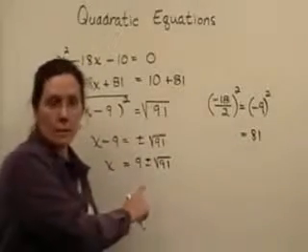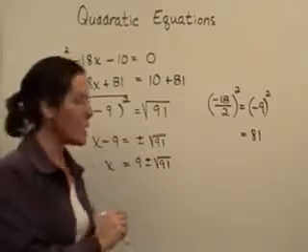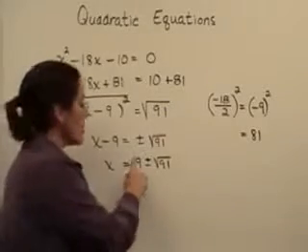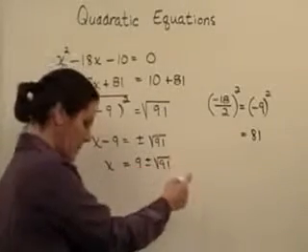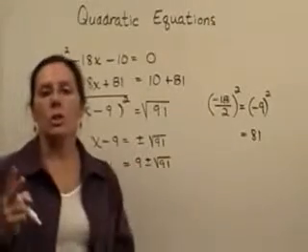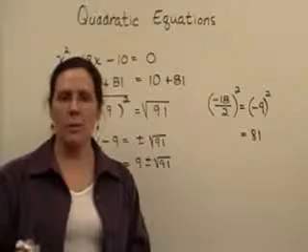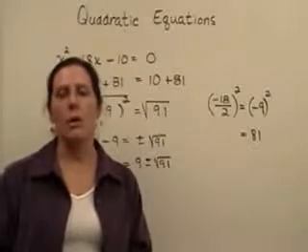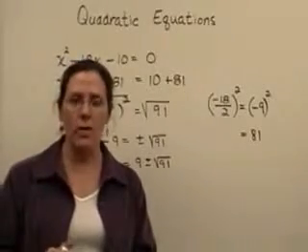This is the exact answer, the two exact answers for this quadratic equation. But if you took your calculator and took 9 plus the square root of 91, and 9 minus the square root of 91, you would have your two answers in decimal form. They're not exact any longer. You'd have to round them off, and our book suggests that you round them off to the thousandths place.